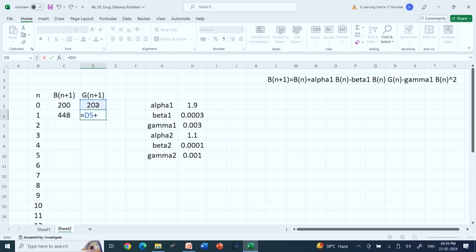To calculate this value, I put this is equal to Gn plus alpha 2, which is a constant, multiplied by Bn into Gn, minus beta 2, again a constant, multiplied by Bn into Gn, and minus gamma 2, which is again a constant, multiplied by G square. So, these two values have been calculated.